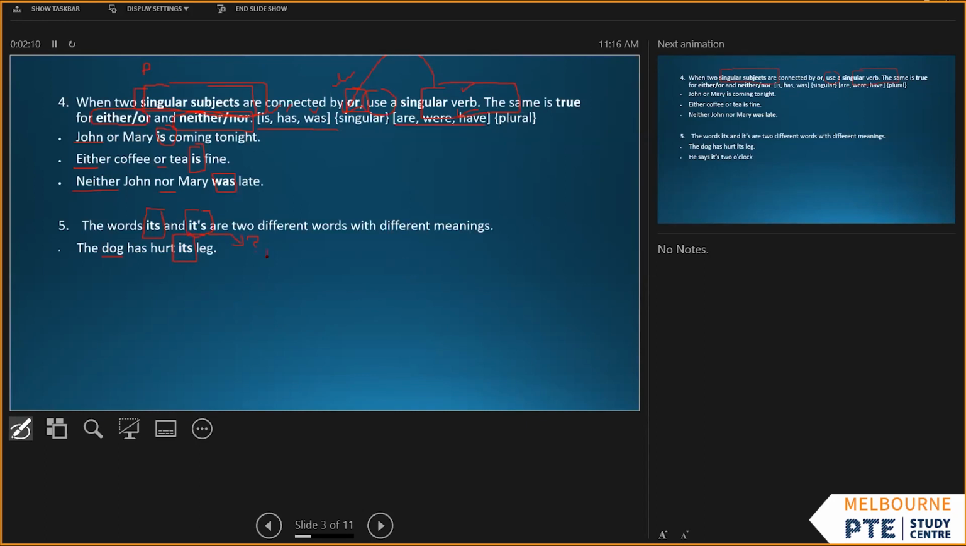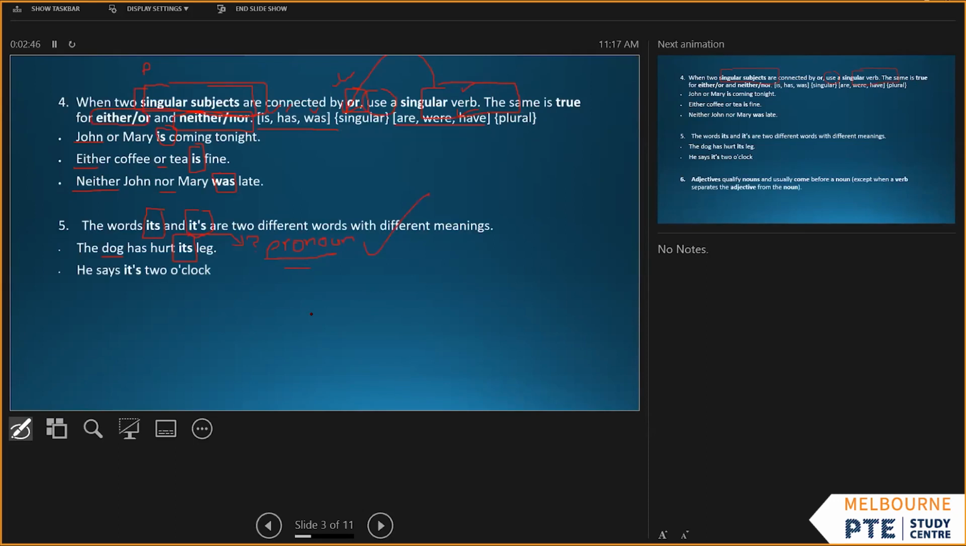So I can call it a pronoun, in which the words replace nouns. Nouns are different names, like dog, boy, girl, or the names of particular individuals or a particular animal. The words that can replace nouns, you term them pronouns. So its is a pronoun over here.